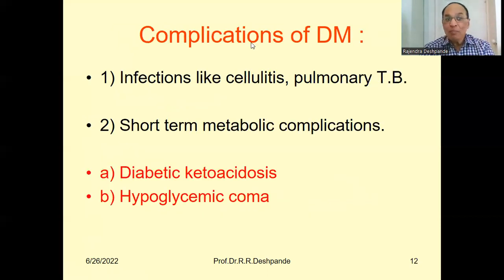Complications: infections like cellulitis and pulmonary tuberculosis. Short-term metabolic complications, these are very important. These are like emergencies. Diabetic ketoacidosis because of the hyperglycemia, because of the excess sugar. It may be 600, 700, 800, 900 milligram per 100 ml in your blood.